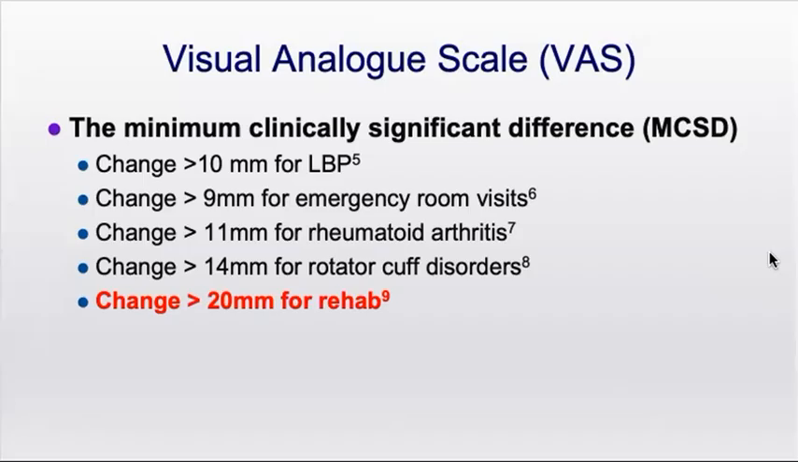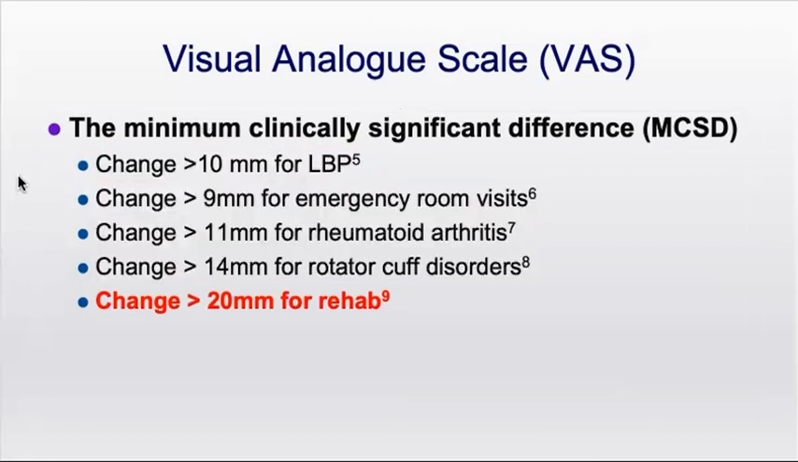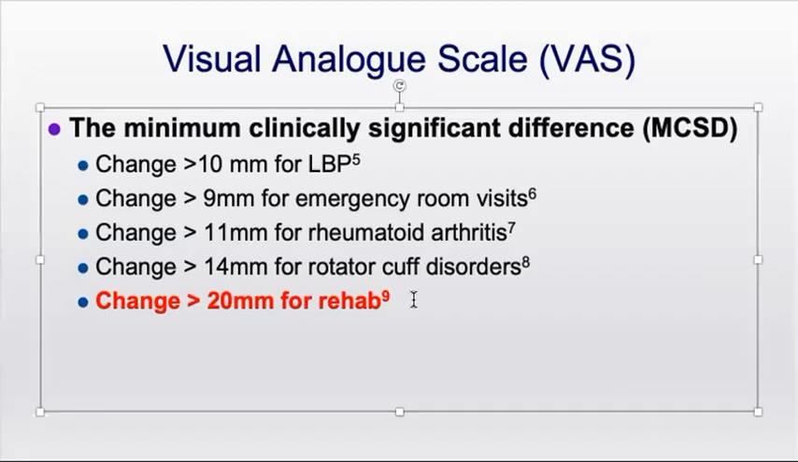Generally, it's dependent on the area that you're looking at. So low back pain is going to differ from a rotator cuff condition, and RA or rheumatoid arthritis is going to change from emergency room visits. So there's research in all different areas. People will look at a specific condition. But for rehab purposes, in general, what we want to see is a change in 20 millimeters or more to indicate significant improvement or significant aggravation of symptoms. Okay, so 20 millimeters or 2 centimeters is what we look at in general for rehab.